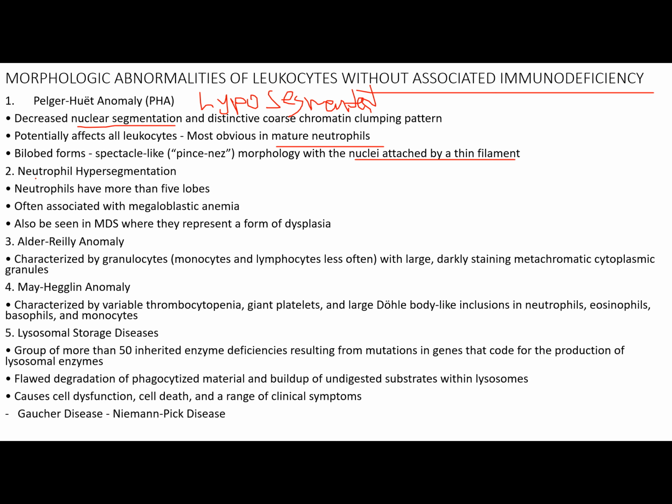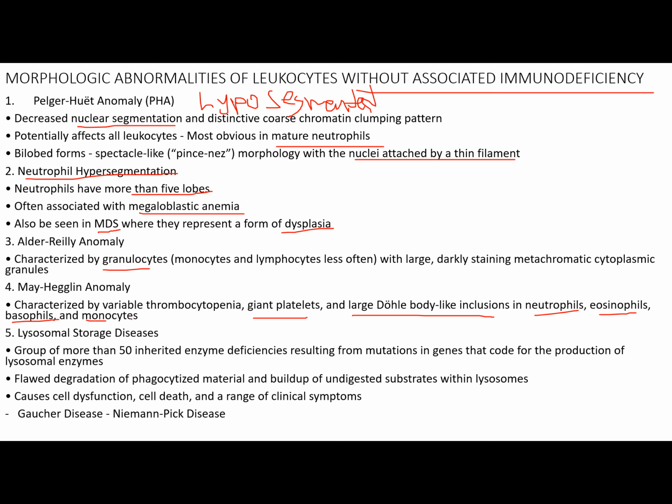Then we have your neutrophil hypersegmentation. Neutrophils have more than 5 lobes, often associated with megaloblastic anemia. Also seen in myelodysplastic syndrome, where they represent a form of dysplasia. Then you have your Alder-Reilly anomaly, characterized by granulocytes with large, darkly staining metachromatic cytoplasmic granules. Then you have your May-Hegglin anomaly, characterized by a variable thrombocytopenia, giant platelets, and large Döhle body-like inclusions in neutrophils, eosinophils, basophils, and monocytes.